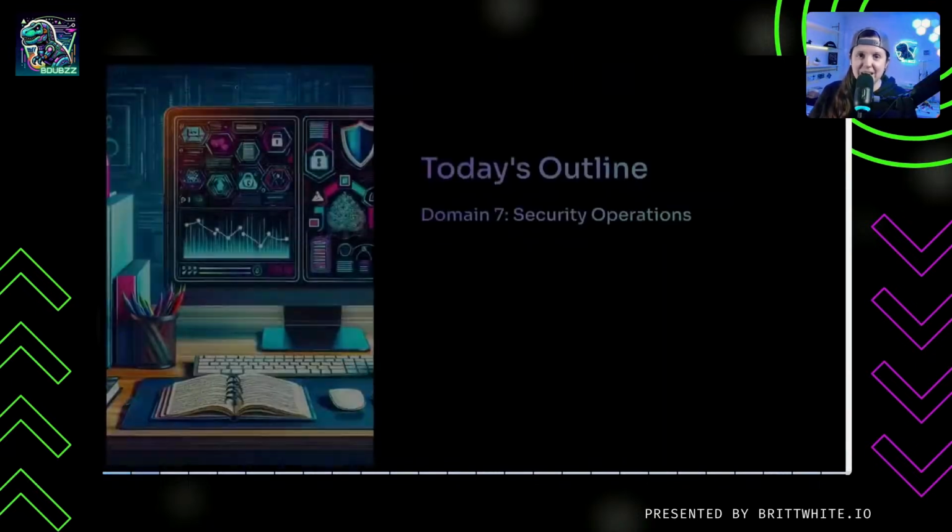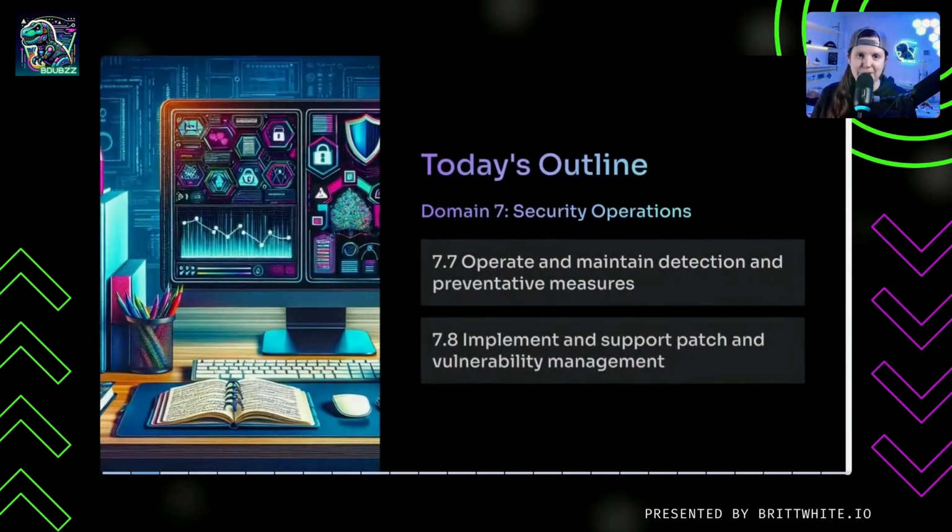Now today we're sticking with Domain 7, Security Operations, focusing in on two key objectives. 7.7, Operate and maintain detection and preventative measures, and 7.8, Implement and support patch and vulnerability management. These objectives cover essential security practices, keeping threats at bay and addressing system vulnerabilities. Today we're diving into detection, prevention, patches, and vulnerabilities. So let's get straight to it.